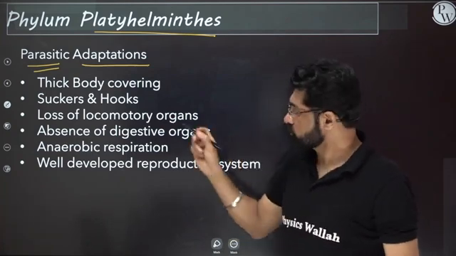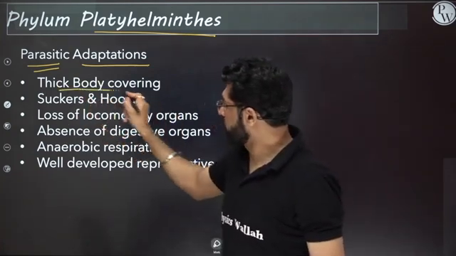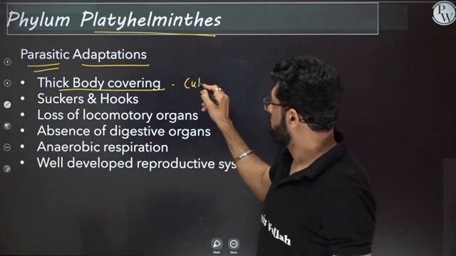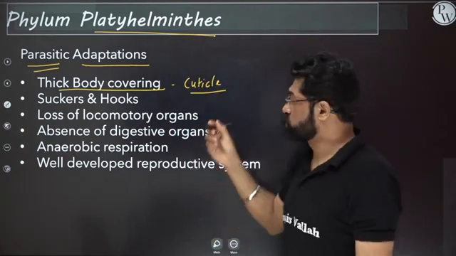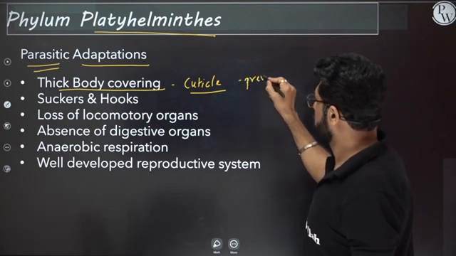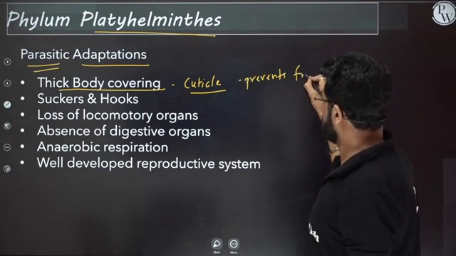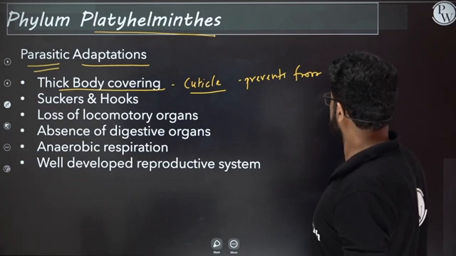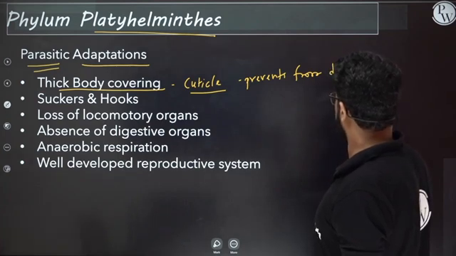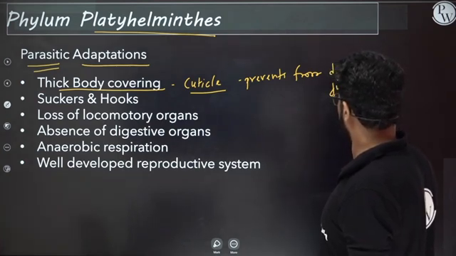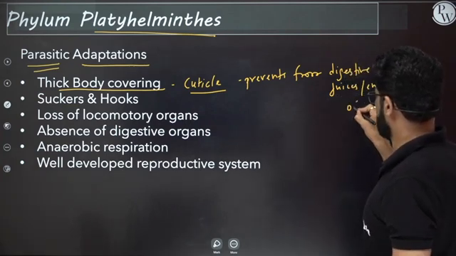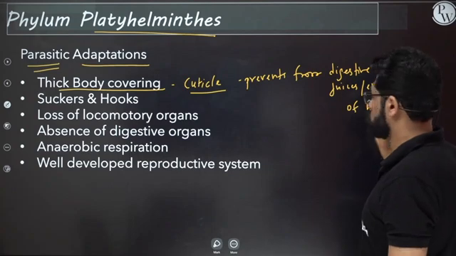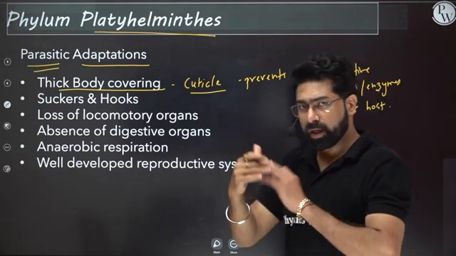Let's see how. They have a very thick body covering made up of cuticle. So this cuticle will prevent them from the digestive juices. Are you getting the point? Digestive juices or enzymes of the host. So very important. First point you saw, there was a covering over the body.